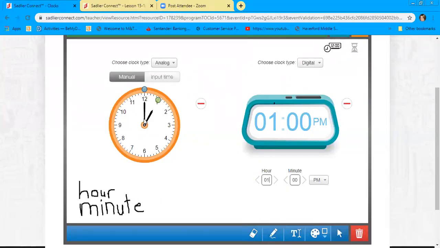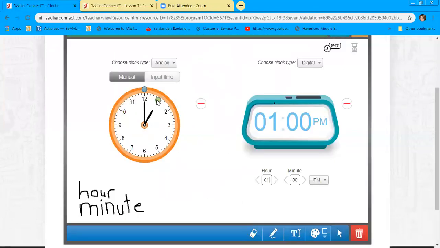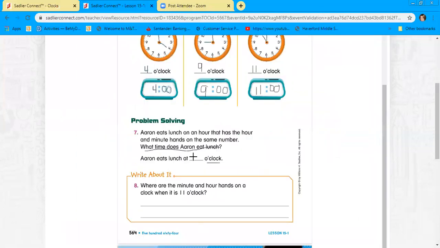I know my minute hand, my long hand, has to be on the 12. Our question here, when we had to find out what time Aaron eats lunch, they told me that the hour hand and the minute hand are on the same number. So I'm going to move my hour hand to the same number. So it looks like that. When I have both my hour hand and my minute hand on the same number, 12 is the hour, 0, 0 are the minutes, it's 12 o'clock. So I can go over here and know now that the hour is 12. So go ahead and write the number 12 on that line for 12 o'clock.